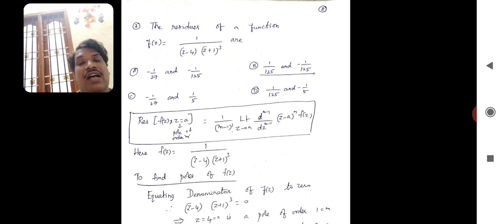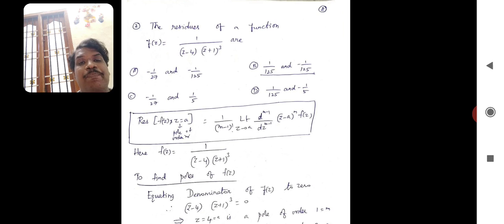For a pole z = a having order m, the residue is given by 1 by (m minus 1) factorial, limit z approaches a, d power m minus 1 divided by dz power m minus 1, of (z minus a) whole power m into f of z. So this is the formula we are going to use to find the residue of the given function f of z. And in the problem given, your f of z is 1 by (z minus 4) into (z plus 1) whole power 3.